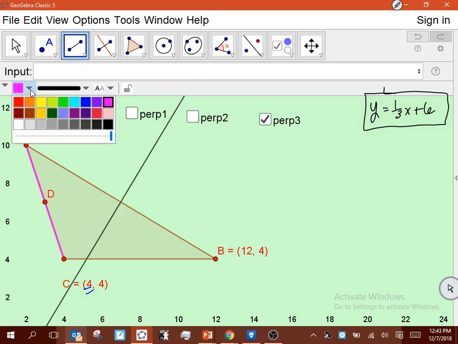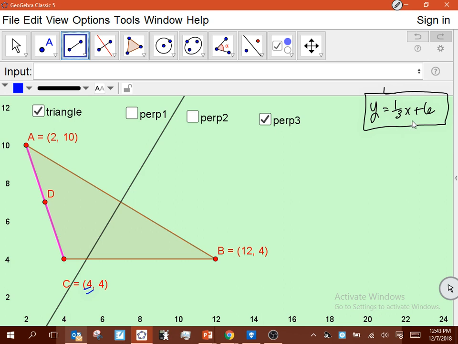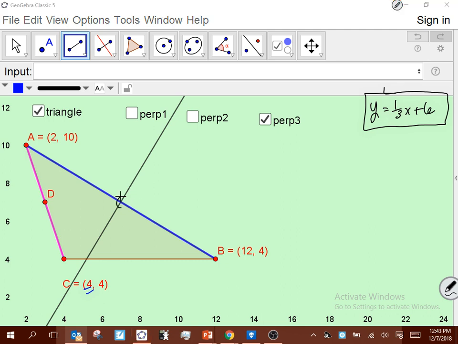So the argument is, if I can find this 1/3 x plus 6, that process is just repeating the entire thing, but now looking at the perpendicular bisector of the blue line. So what do I need to find the equation of that perpendicular bisector? I need a point and a slope, right? The easiest thing I think is to find the point. What is this point right here of AB?